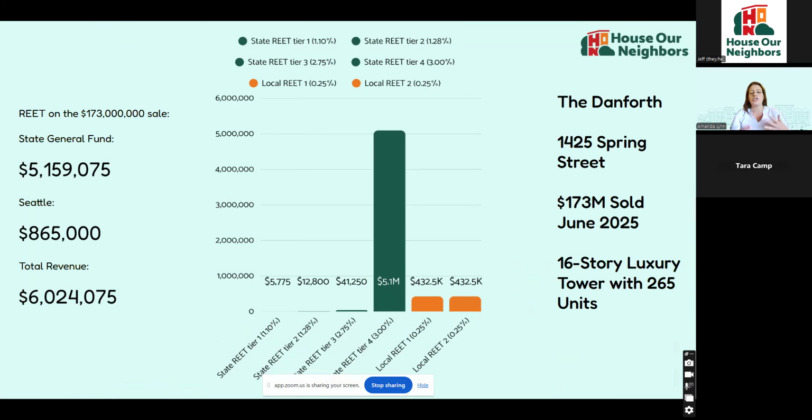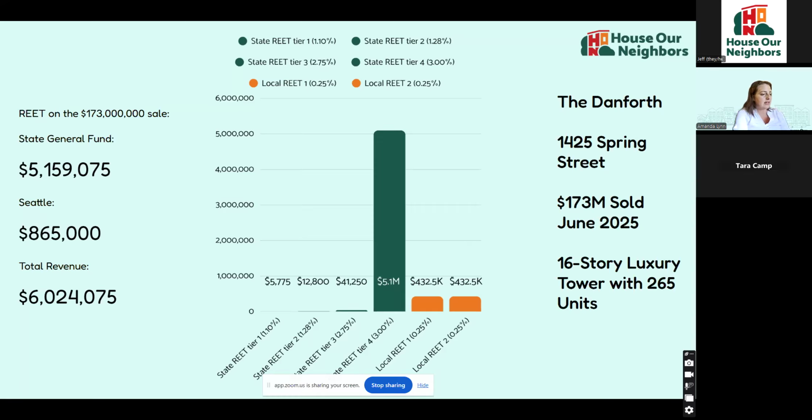So now I want to show you how this works in practice. I took an example of a recent real estate transaction. This is a big luxury building on First Hill that sold in 2025. It sold for $173 million. And so I took it and I broke out what the REET taxes would have been on that sale.